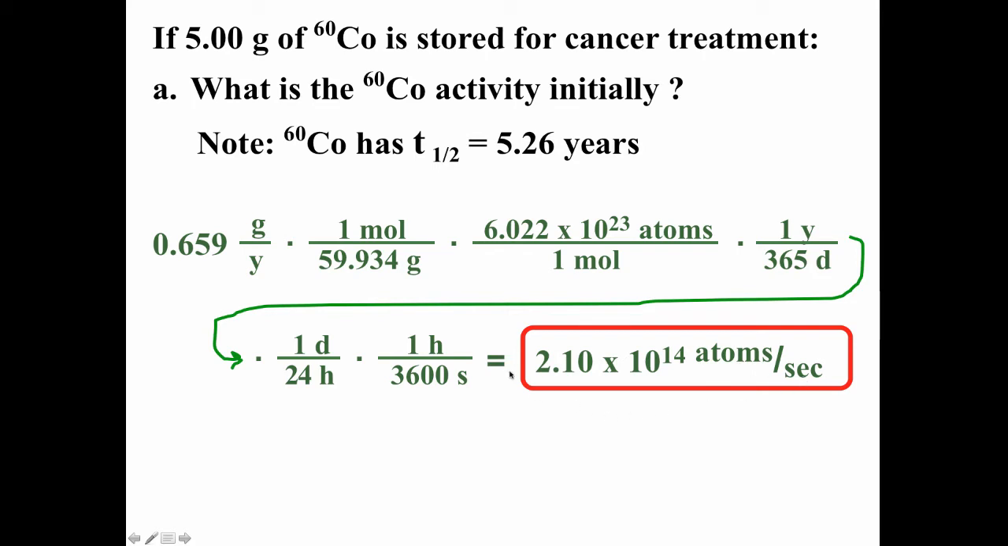And it's kind of boggling to the mind to note that 0.659 grams per year corresponds to 2.1 times 10 to the 14th atoms per second in terms of decay. Those are the same decay rate in different units. Pretty amazing.